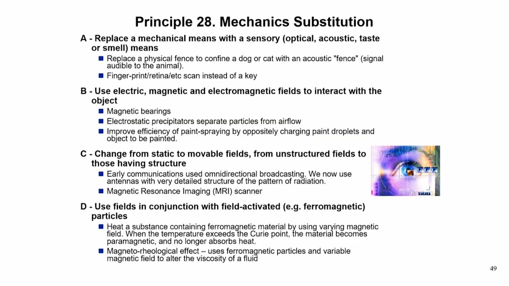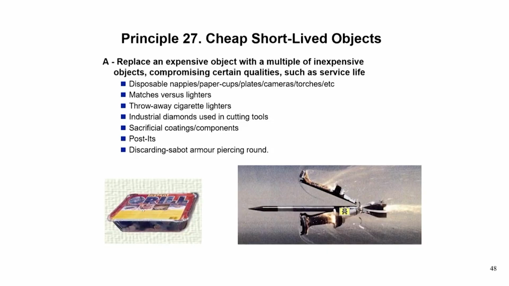Well, 28 is mechanics substitution. That means if I can somehow think of a different way of opening or closing of the spec, I can actually make it stronger. And 27 is cheap short lived objects. People have utilized cheap short lived objects so that you can keep on changing. At least there is one object in the spec, you think of it, which is cheap and short lived.